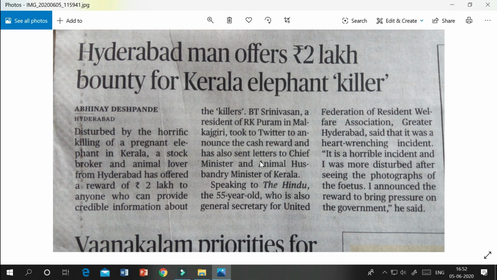Normally we say that a verb should not be used in ing form. Of course it is true, but here it is a non-finite verb, so definitely we can use it as an ing form. So after seeing the photographs of the fetus, this is non-finite clause.